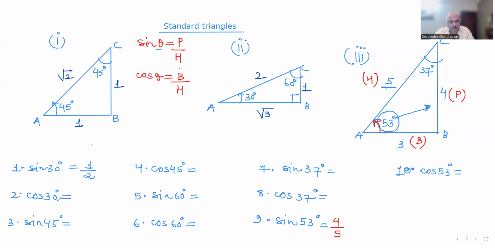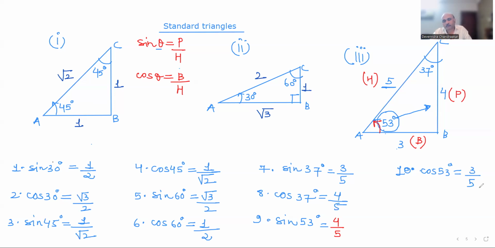Sine 30 is 1 by 2. Cos 30 is root 3 by 2. Sine 45 is 1 over root 2. Cos 45 is 1 over root 2. Sine 60 is root 3 by 2. Cos 60 is 1 over 2. Sine 37 is 3 by 5. Cos 37 is 4 by 5. This is 3 by 5.